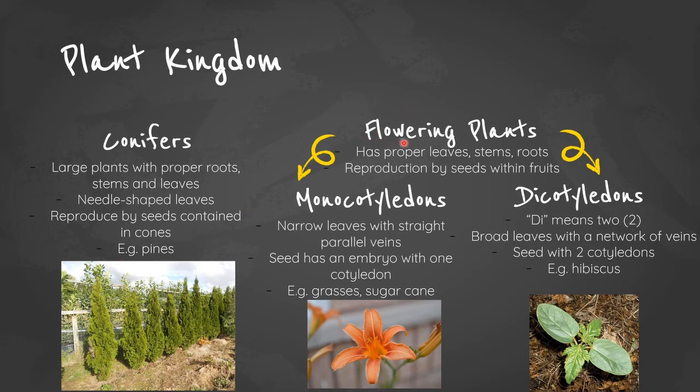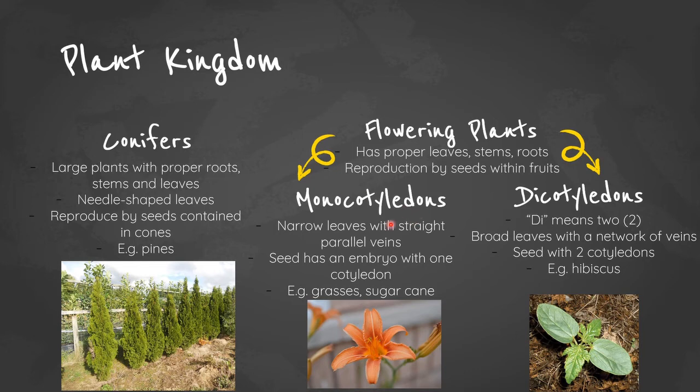Now we're going to flowering plants. Flowering plants is a broader heading, but it simply represents plants that have proper leaves, stems, and roots, reproducing by seeds within fruits. Now, we can divide it into two categories, monocotyledons and dicotyledons. Mono meaning one cotyledon. Di meaning two cotyledons.